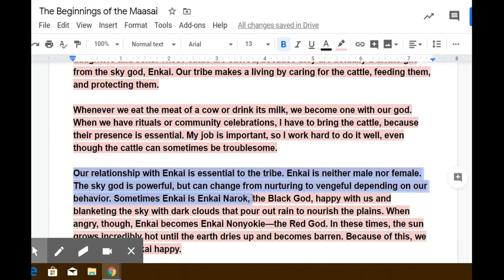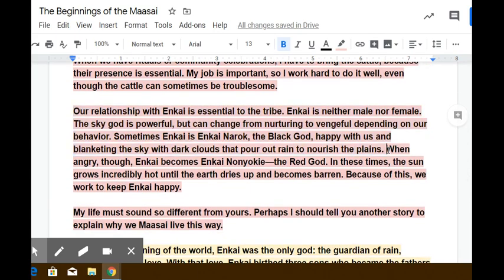The sky god is powerful, but can change from nurturing to vengeful depending on our behavior. Sometimes Enkai is Enkai Narak, the black god, happy with us and blanketing the sky with dark clouds that pour out rain to nourish the plains. When angry, though, Enkai becomes Enkai Nanyoki, the red god. In these times, the sun grows incredibly hot, and the earth dries up and becomes barren. Because of this, we work to keep Enkai happy.